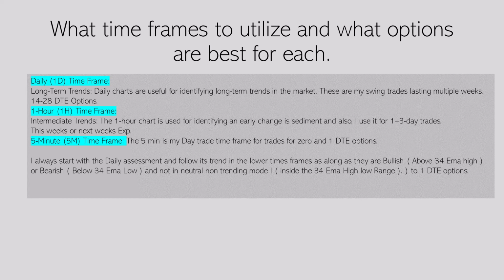My next time frame is the hourly. I use this for support and resistance. It helps me get entries into the daily, to confirm when a bottom is put in. For this time frame, I utilize 1 to 3 day trades. And then the 5-minute time frame is my day trade time frame specifically, and I'm trading 0 DTE to 1 DTE options for those.